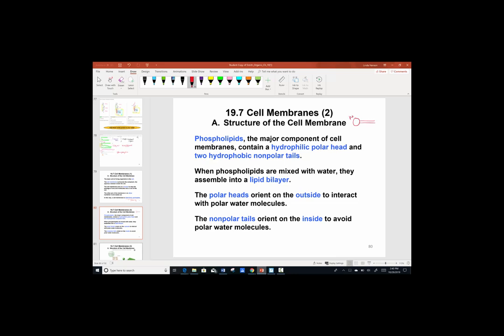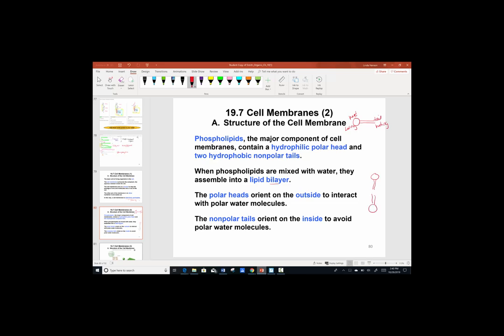We had the head, which is water loving, and we had the tail, which is water hating, a phospholipid. And we call it a bilayer because we can start layering these one on top of the other to keep the polar heads on the outside.